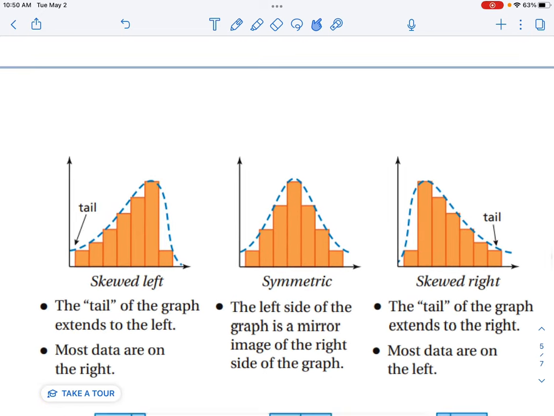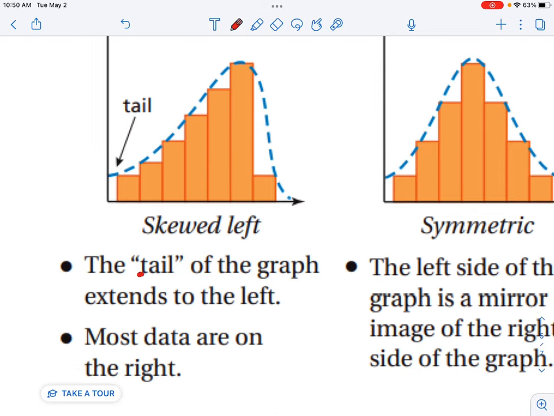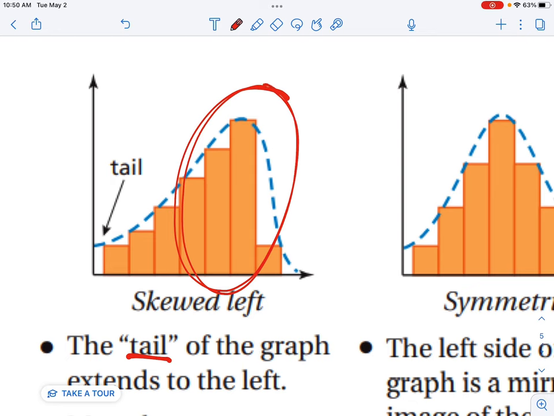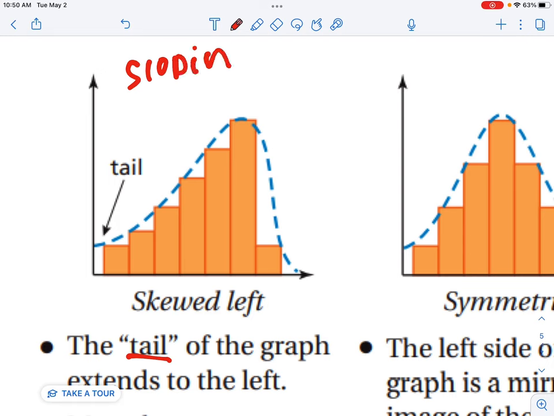Okay, so as you can see, when I look up here at my histograms, the one on the left, that shape of a histogram, means it's skewed left. That says the tail of the graph extends to the left, which means most data is on the right. So if you look up here, most of the data is over in this area, okay? And the tail goes down. It's sloping down right there. And so that's skewed left, okay? So that's sloping left, like you're going down the stairs to the left, okay?